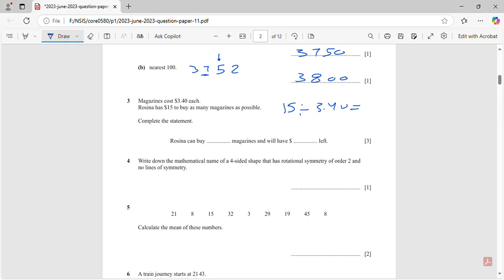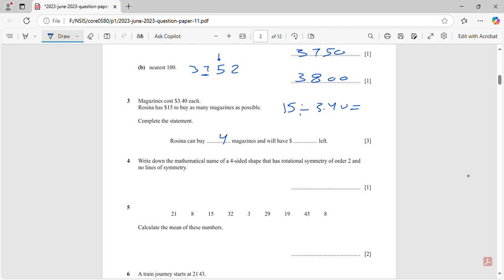You have to do it on the calculator. For example, 15 divided by 3.4. The answer, as shown, will be 4.41, right? So it will be only 4. Okay? So how many magazines can I buy? I can buy 4 magazines.